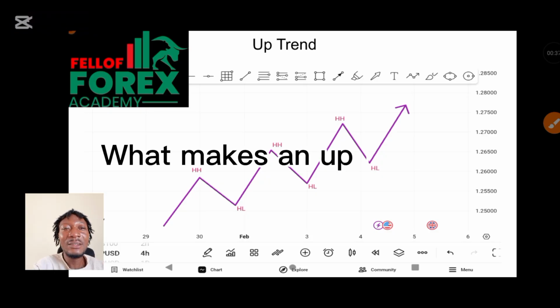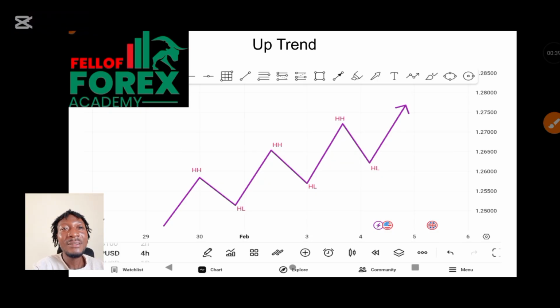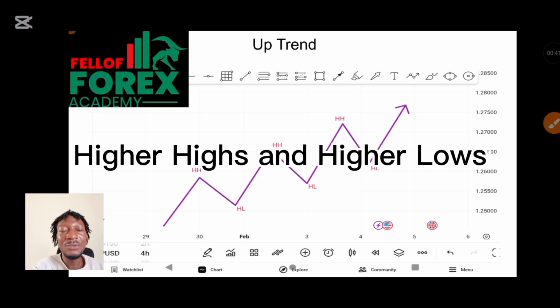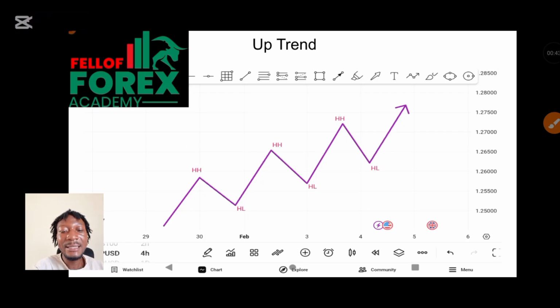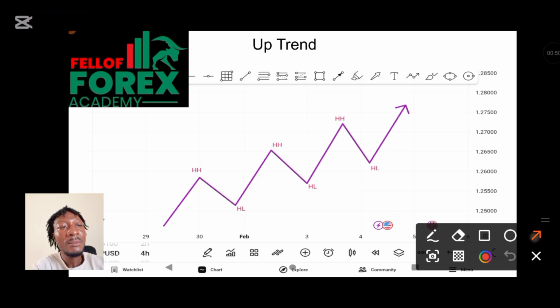So we'll go straight to what an uptrend looks like. What makes an uptrend? It is simple: higher highs and higher lows. Once you see price creating higher highs and higher lows, you have to understand that we are in an uptrend. If you look closely, you see HH and HL, HH, HL. HH simply means higher highs, while HL means higher lows.